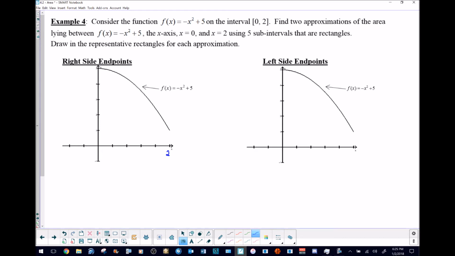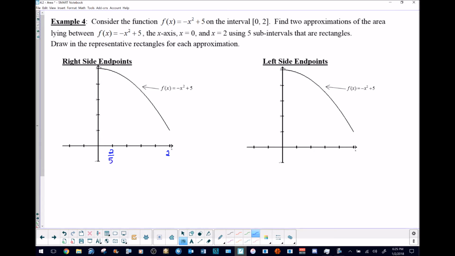So if you think about this for a little bit and you say, well, if I'm going to go from 0 to 2 and I'm going to divide that into 5 separate shapes, I would take the entire length of this distance from 0 to 2, divide by 5, and of course come up with 2/5. And that's what we have right here. 2/5 would be the length of each subinterval.